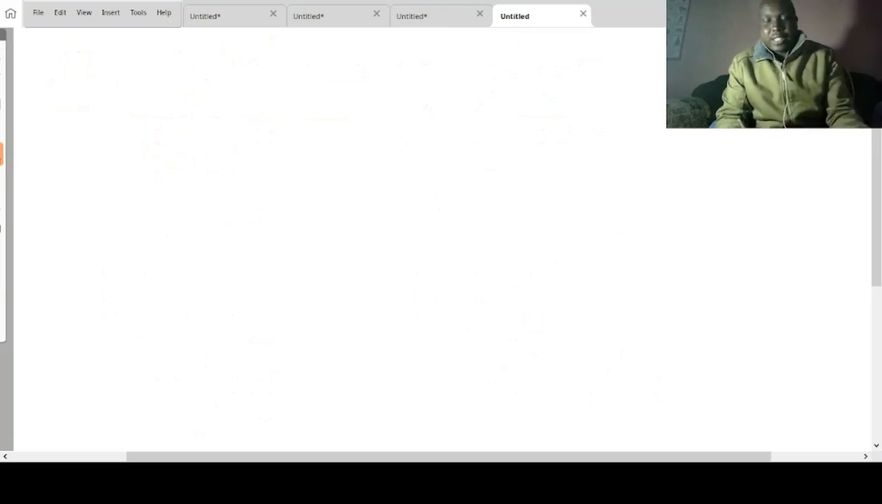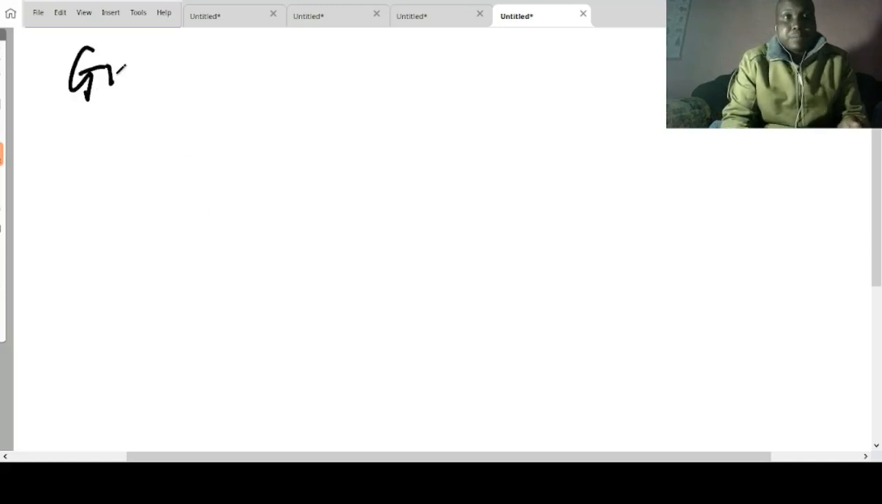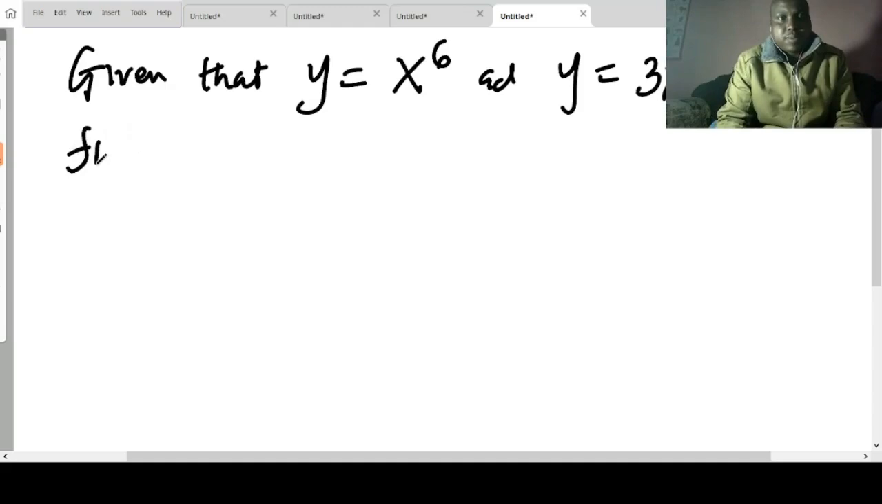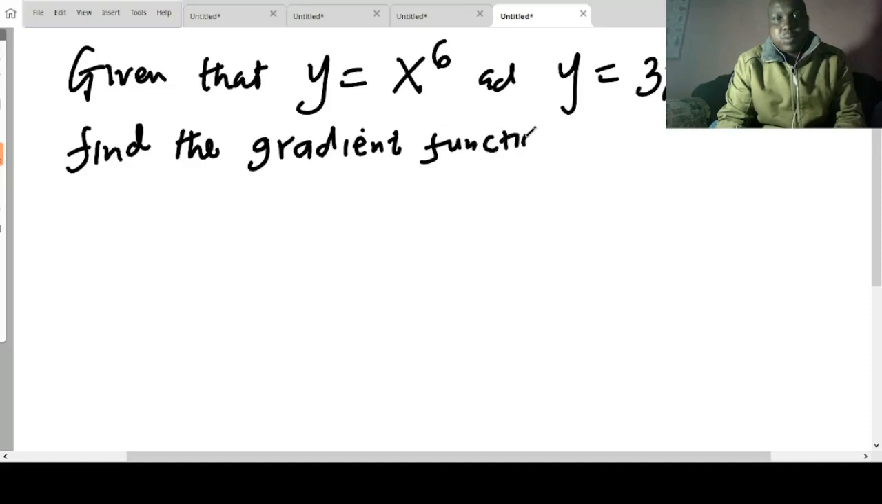Let me now do a practical example. So given that y is equal to x raised to power 6, and y is equal to 3x raised to power 7, now find the gradient function of y in both cases.